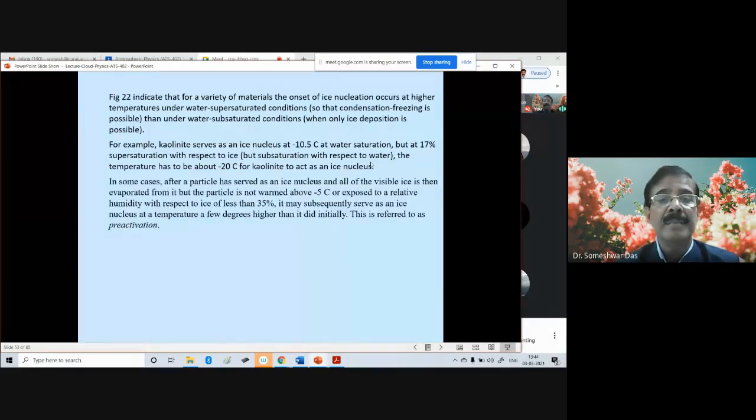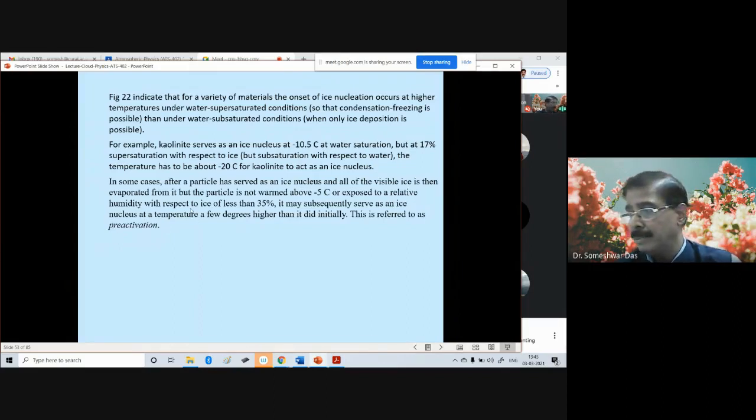In some cases, after a particle has served as an ice nucleus and all of the visible ice has then evaporated from it, but the particle has not been warmed above minus 5 degrees centigrade or exposed to a relative humidity with respect to ice of less than 35%, it may subsequently serve as an ice nucleus at a temperature a few degrees higher than it did initially. This is referred to as pre-activation.